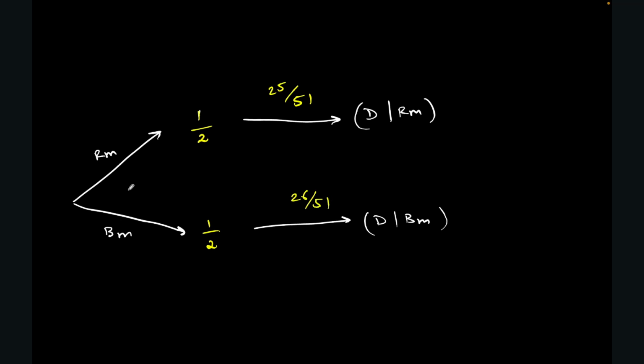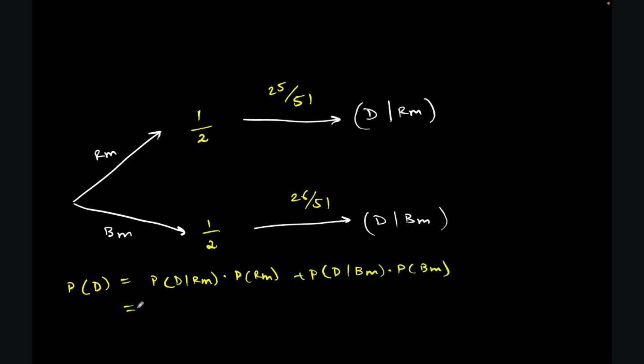And if we have to find probability of D, right? So probability of D would just be probability of D given RM times probability that R is missing, plus probability of selecting D given that black goes missing, times probability of black going missing, right? Numbers are really easy to work with, that's why.